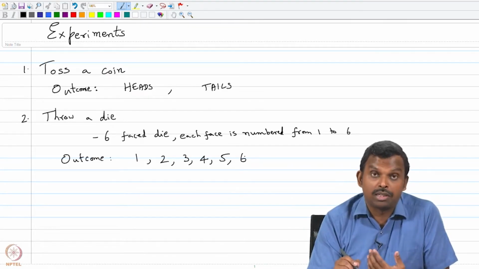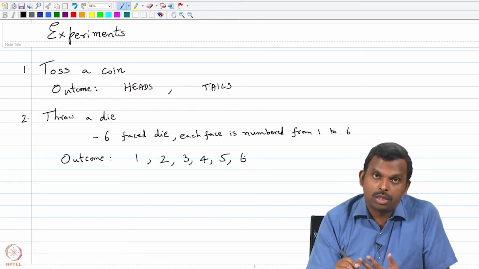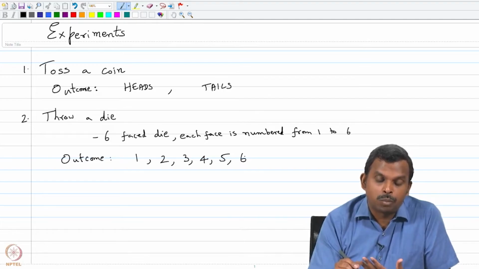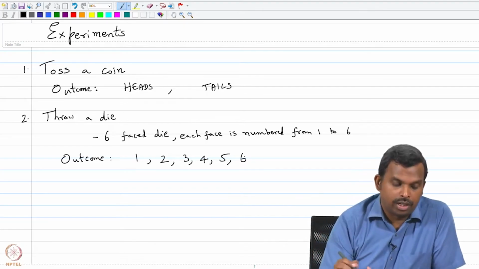So, the first experiment is tossing a coin. It has 2 outcomes, heads or tails. The second experiment is throwing a die. It is a 6-faced die. Each face is numbered from 1 to 6, and there are 6 outcomes that are possible. So, these outcomes are random. Hopefully, you agree that is true.